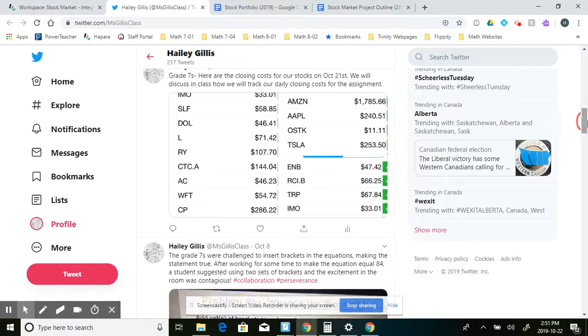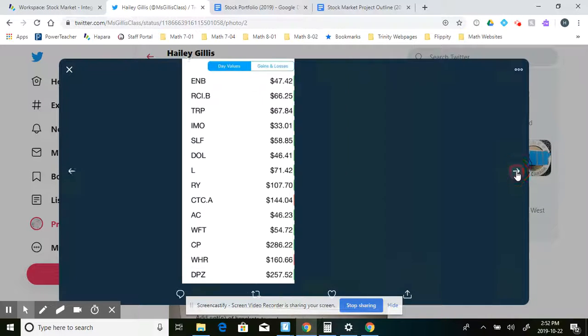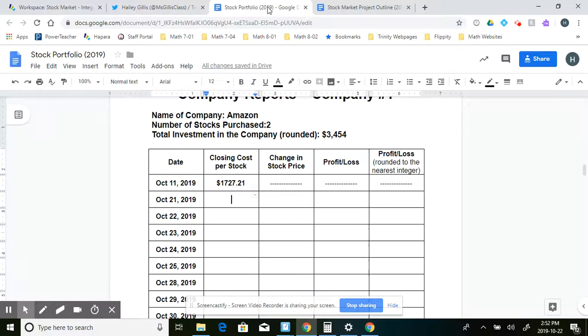So what you're going to do is when you open up Twitter, you go to the day that you're looking for, and you're going to look at what those closing costs were. So we've already narrowed it down to only the companies that we're working with for our assignment. And you just look for your code. So I'm going to look for Amazon, which is right here. And it says here that on the 21st, it closed at $1,785.66. So I'm going to put that value in here. There. And that's how much it closed on the 21st.